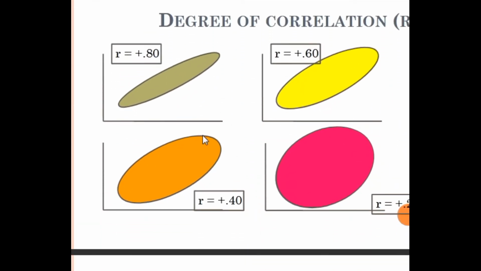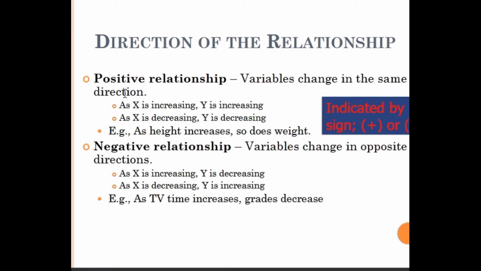I think I said that already. So perfect means one, then high degree, moderate degree, then low degree, poor degree, like that. So these are the examples.